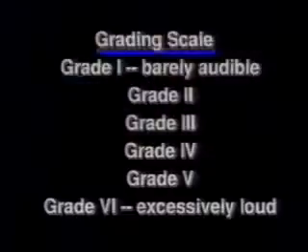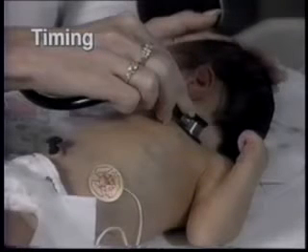The intensity of a murmur is graded on a scale of 1 to 6, with grade 1 being barely audible and grade 6 heard with the stethoscope just off the chest. The timing of the murmur refers to where in relation to S1 and S2 the murmur occurs.